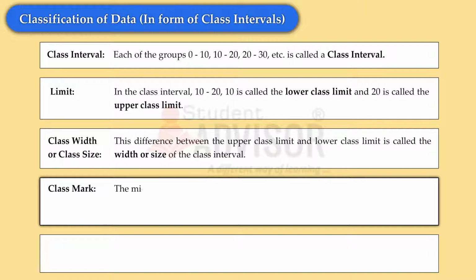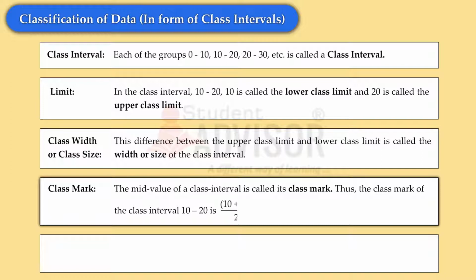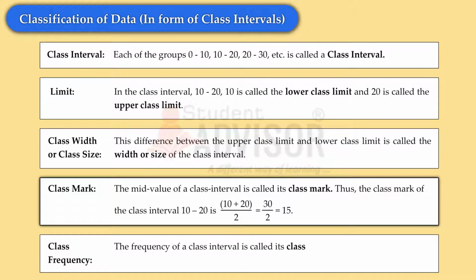Class mark. The mid-value of a class interval is called its class mark. Thus, the class mark of the class interval 10 to 20 is (10 + 20)/2 = 30/2 = 15. Class frequency. The frequency of a class interval is called its class frequency. Thus, the class frequency of the class interval 10 to 20 is 10.